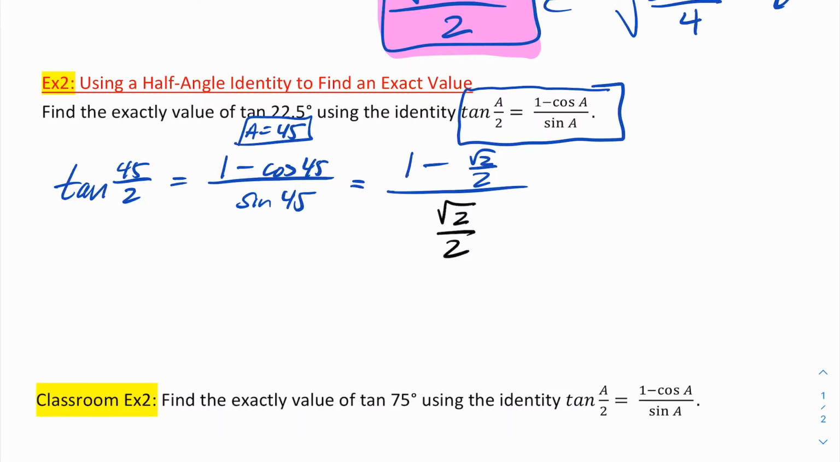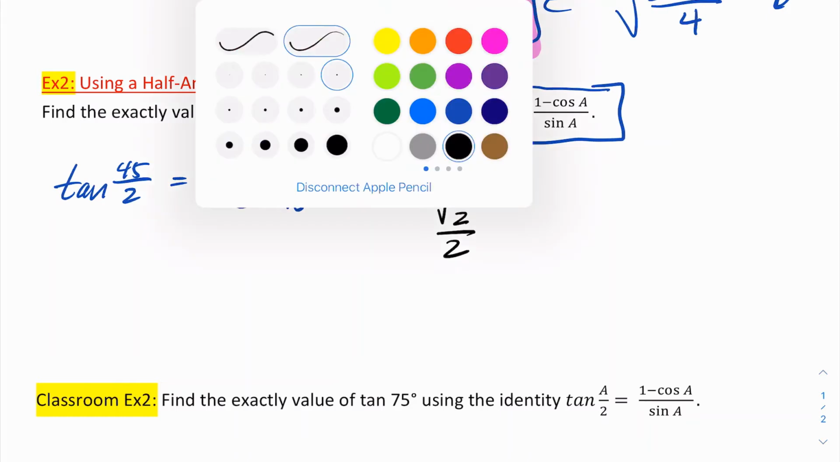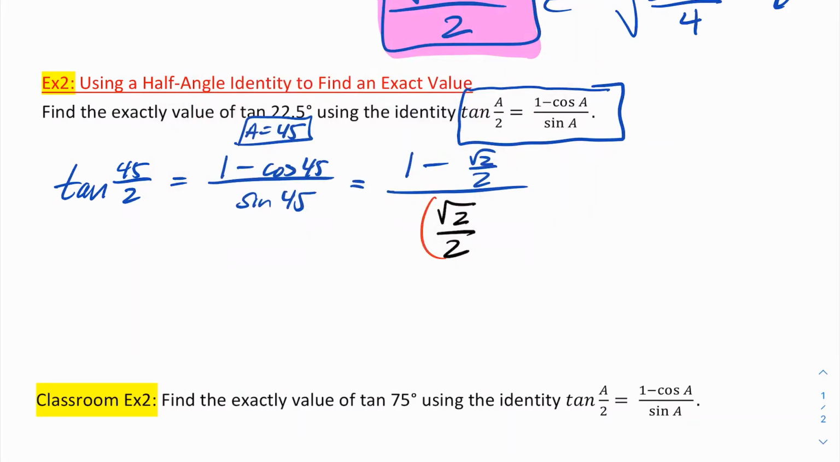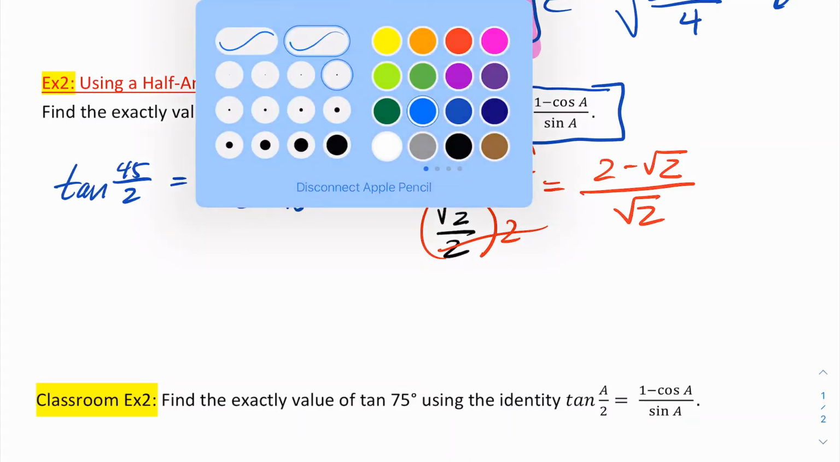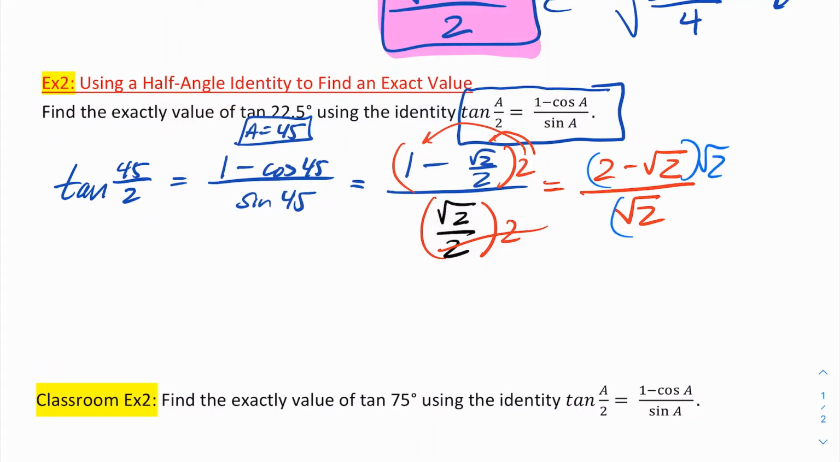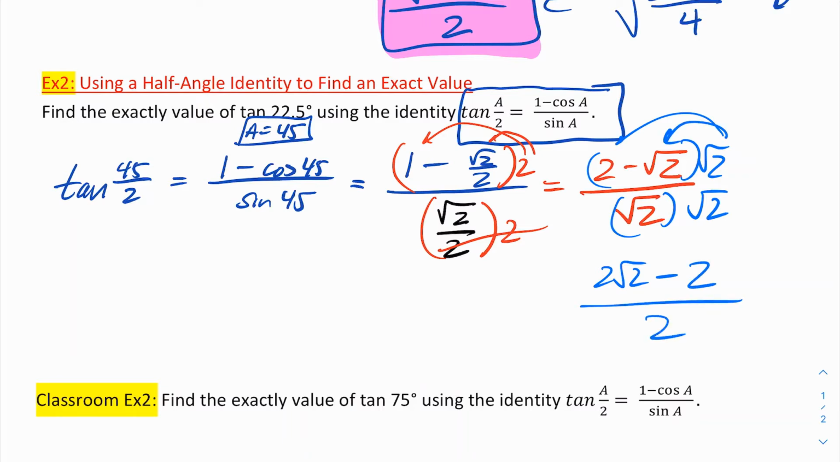So what we're going to do first is we're just going to go ahead and multiply top and bottom by 2. That'll get rid of the fraction part. So at the top, I'm going to have 2 minus the square root of 2. And then on the bottom, these will cancel, and I'm just going to have radical 2. Now I need to get rid of the radical 2, so I'm going to multiply top and bottom by the square root of 2. So at the top, I'm going to have 2 radical 2 minus 2, and then at the bottom, I'm going to have 2.